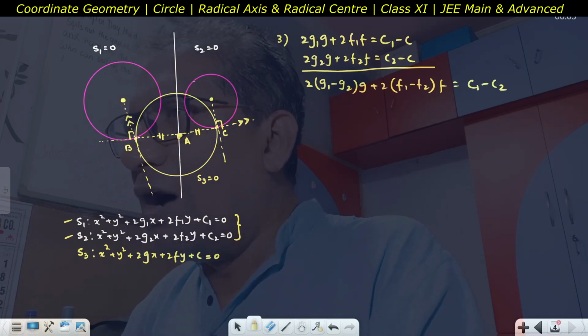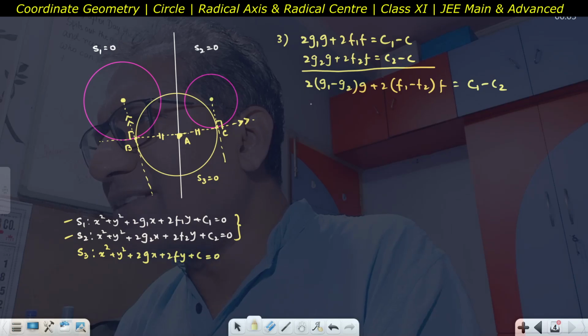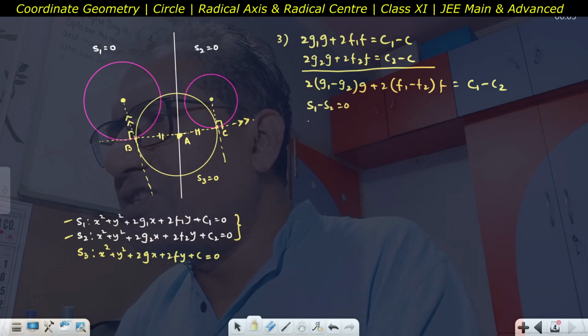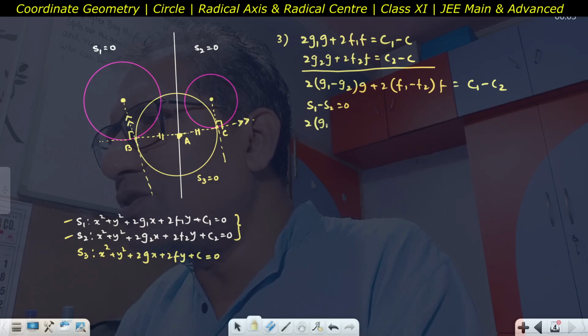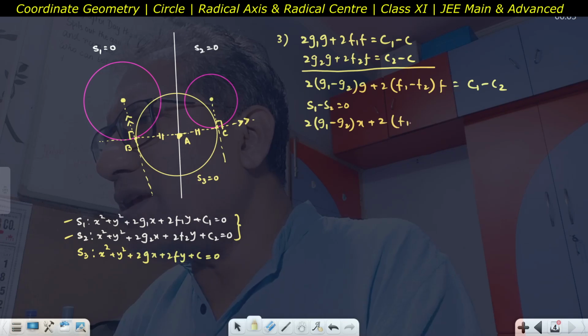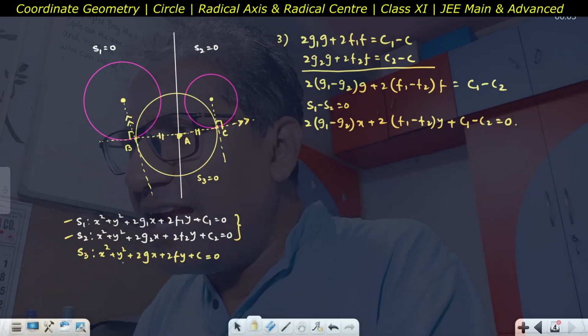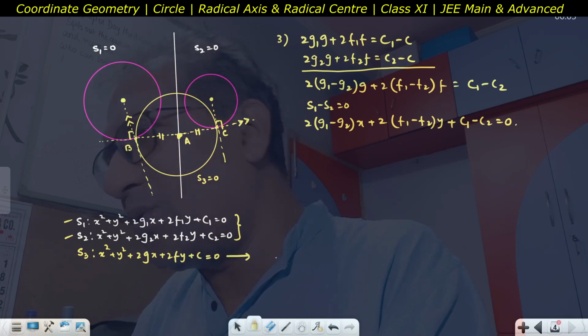Okay. Now, what is the equation of the radical axis? S1 minus S2 equals 0. That gives us 2 times (g1 minus g2)x plus 2 times (f1 minus f2)y plus C1 minus C2 equals 0. Okay. Now, what is the center of this circle S3 equals 0?